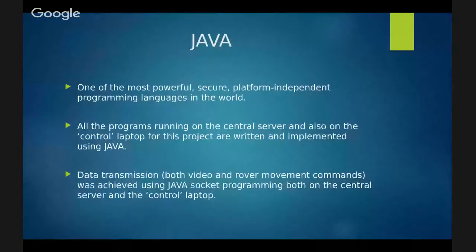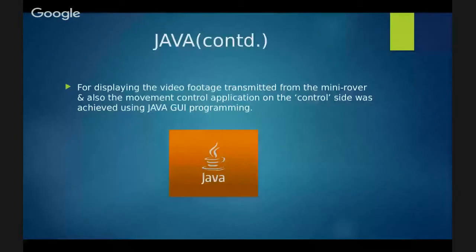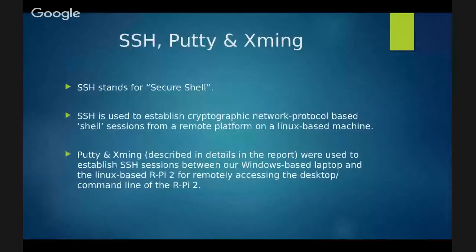byte arrays. And also on the control laptop, that's the remote control laptop, which will be controlling our Mini-rover, all the programs running on it are written and implemented using Java. And the data movement control application on the control side, that's on the client side, was achieved using Java GUI programming. So after Java, there is SSH, PuTTY, and Xming.